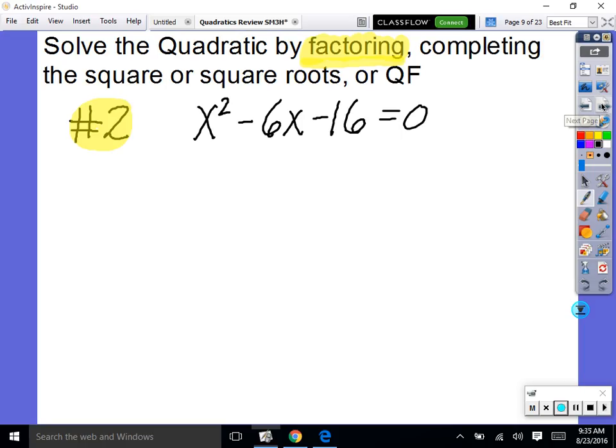Here we go. Look at your paper. Solve the quadratic. Notice on your paper it says, yes. Oh, okay, let me grab you one.